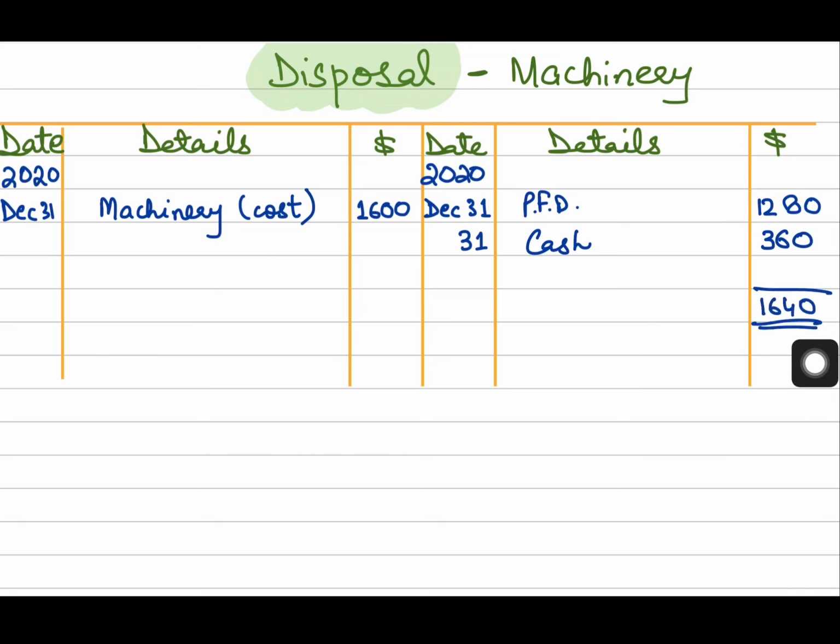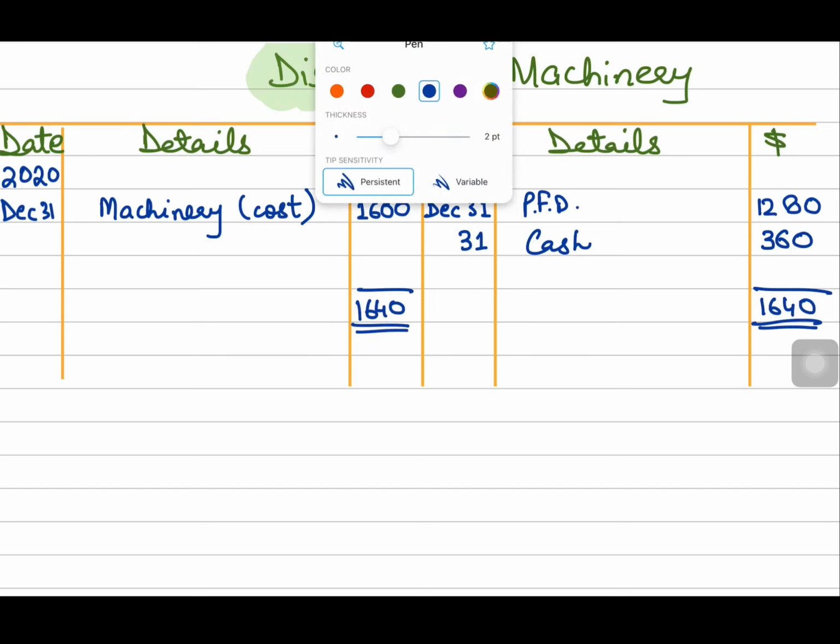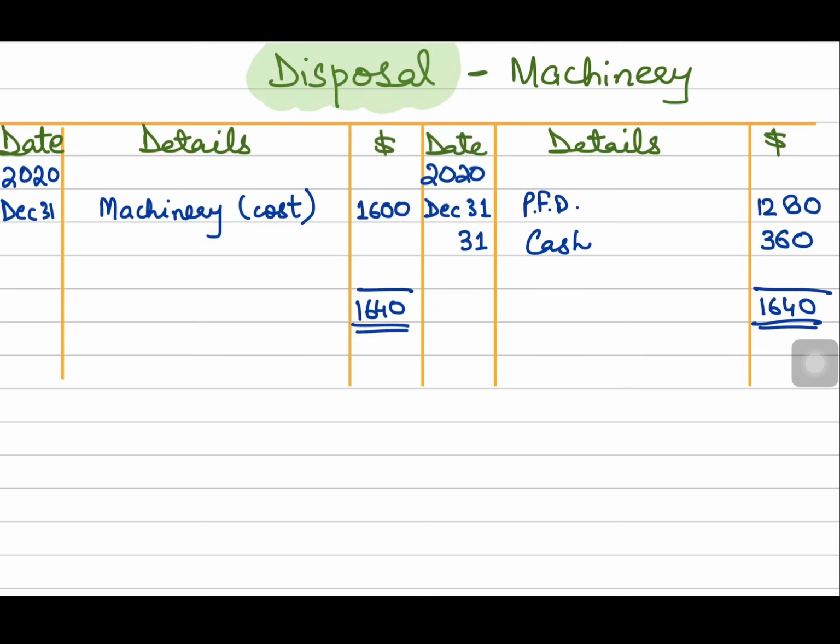So on the debit side we have a total of 1600, and on the credit side 1280 plus 360 is 1640. This means that the shortfall is on the debit side, and whenever there is a shortfall on the debit side, this means that there is a profit on disposal. That is $40. So there is a profit, there is a gain on disposal of $40 in this question.